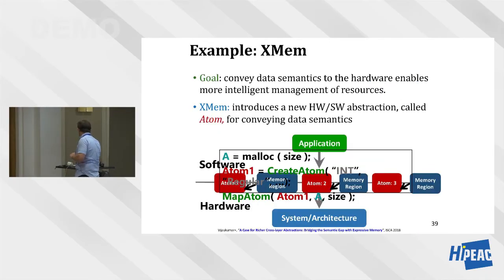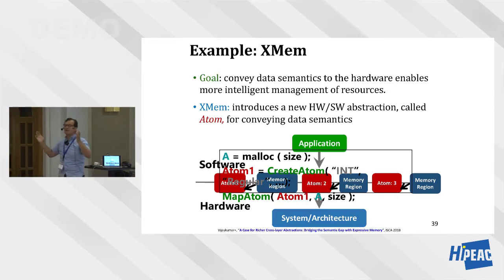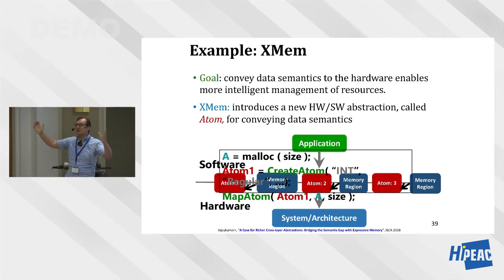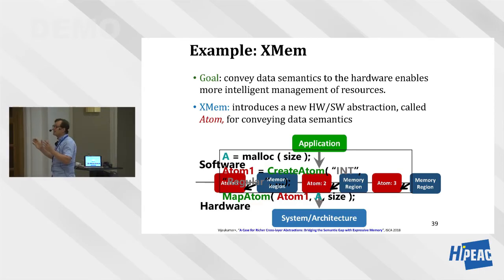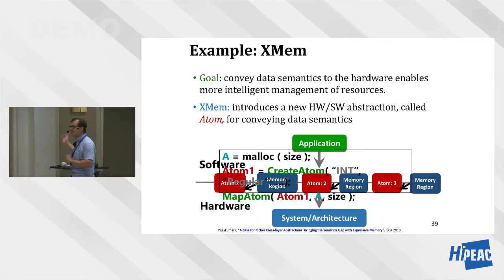So what is the idea? There's a new hardware-software abstraction we call Atom for conveying data semantics. At the high level, you have memory regions. Memory regions are associated with atoms, and this atom specifies characteristics of that particular memory region. What is this memory region? It could be at the page granularity, it could be larger, it could be smaller. Ideally, it may be at the data structure granularity, but the granularity is an important aspect that is discussed in this paper and in a later paper that I'm going to mention. And this information is conveyed to the hardware.